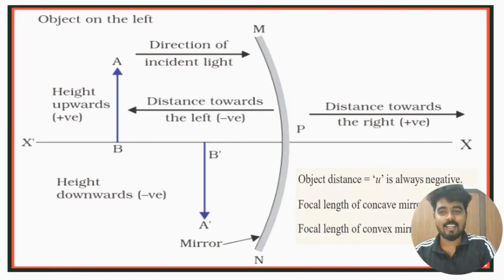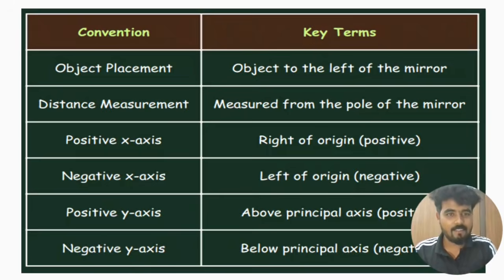The next one is the second one, which is given in the table of contents. Object is always placed on the left hand side of the mirror. It is represented by the symbol U. It is always negative. That's all. If the image is formed upwards, it is positive. If the image is formed downwards, it is negative.